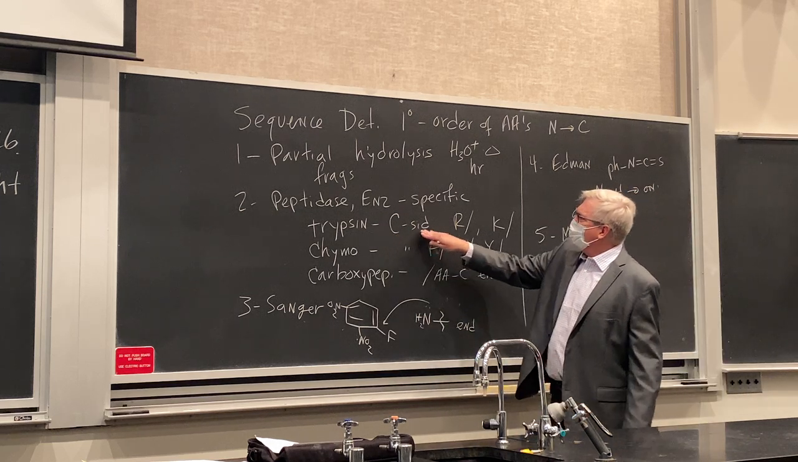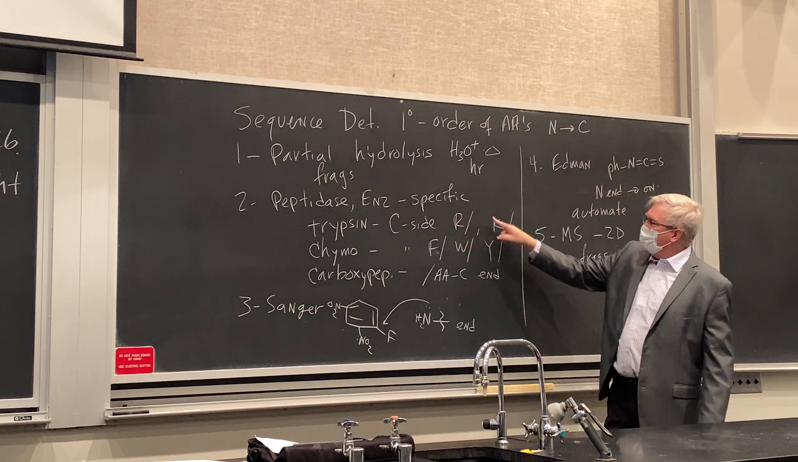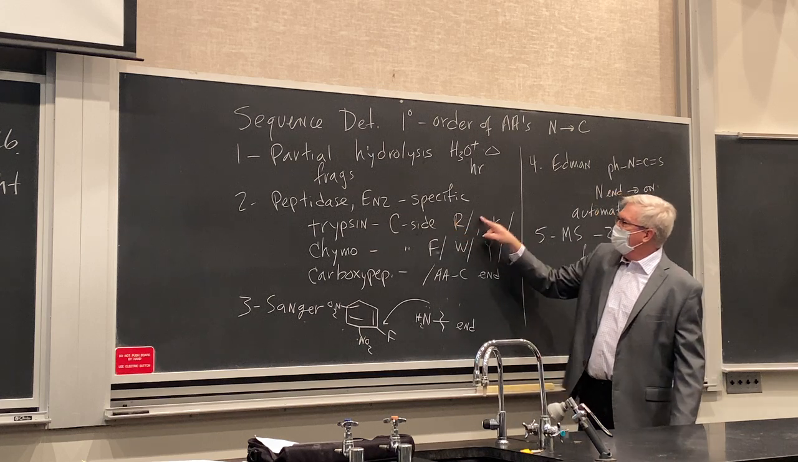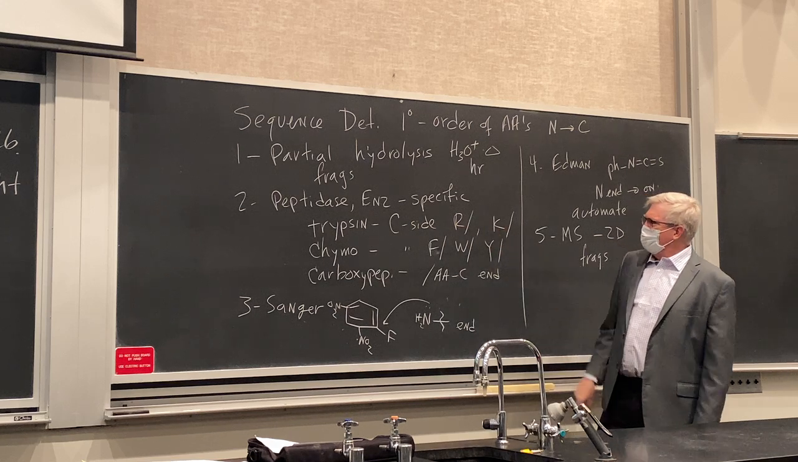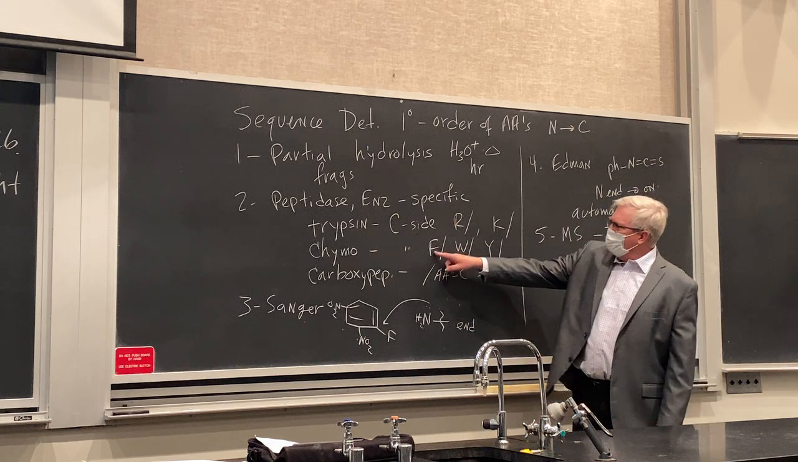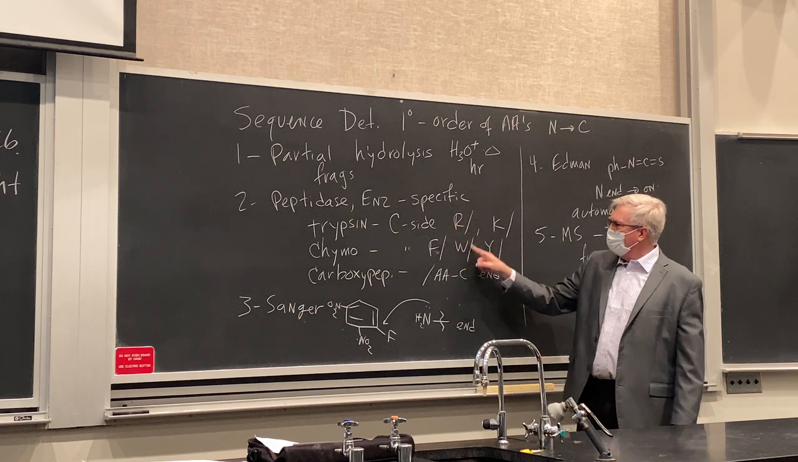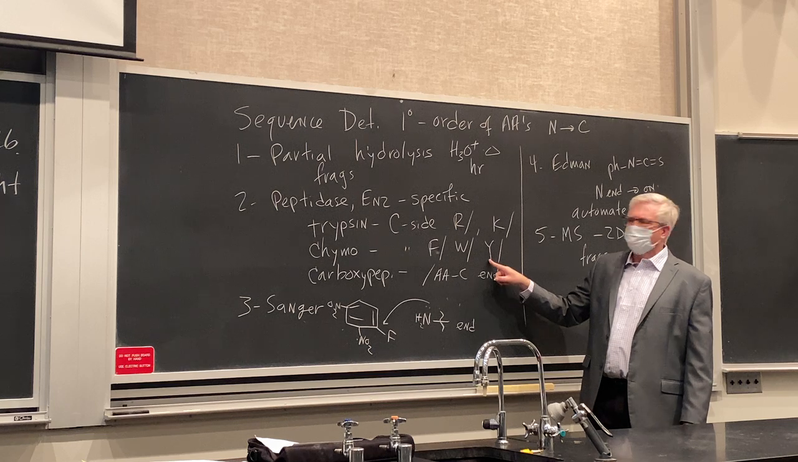Trypsin will cleave on the C side of what? Arginine and lysine. And by the C side, I mean right here. So it'll liberate a peptide over here and over here, but the key thing it recognizes is the charged side chain, arginine and lysine. Then chymotrypsin is a little bit different. It recognizes what? The big aromatic amino acids, and it cleaves right there on the C side. So at phenylalanine, tryptophan, and tyrosine, okay?